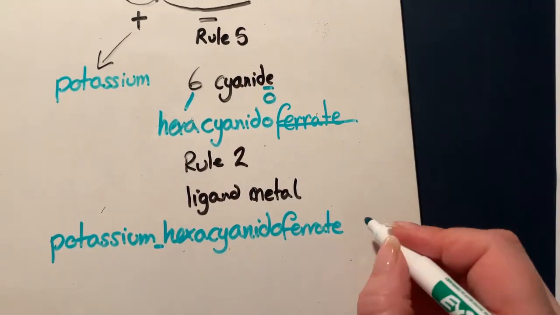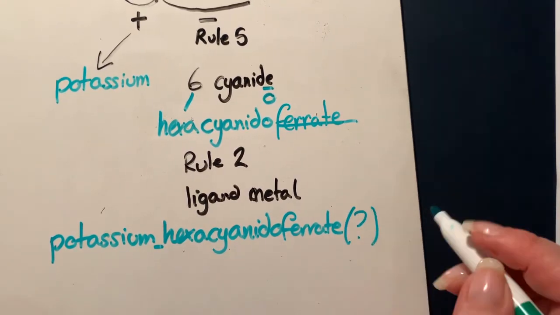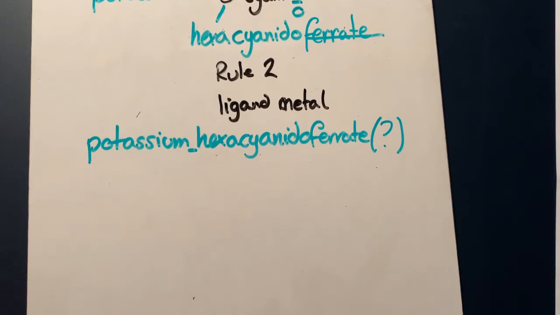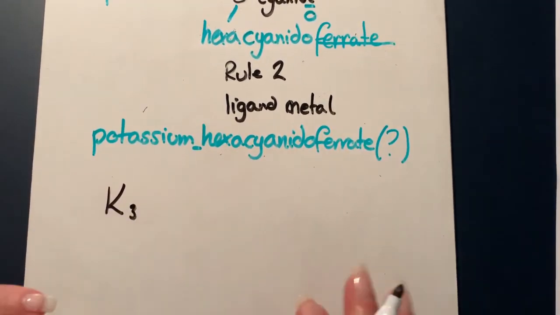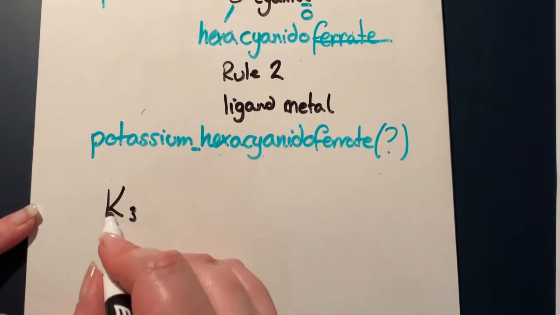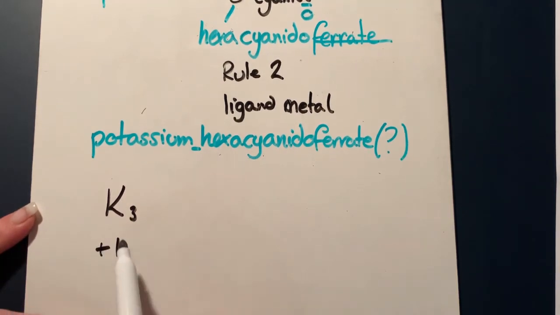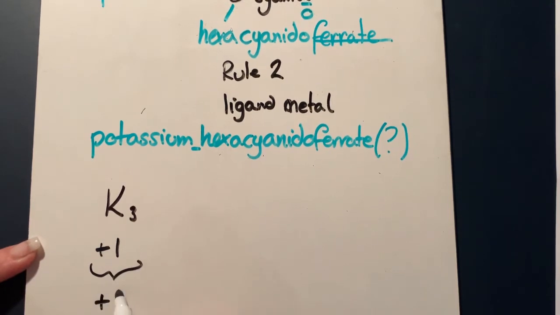And the only thing that's missing at the end of this is the charge. So what number is going in those brackets? To do that, we need to have a look back at the oxidation states and see what's going on. So looking at our formula, we've got K3. So we know that potassium has a +1 charge, so that K3, the whole thing, will be +3.